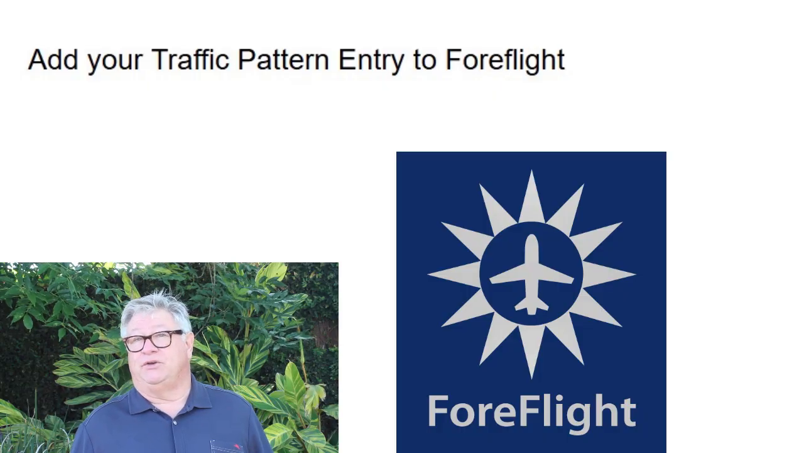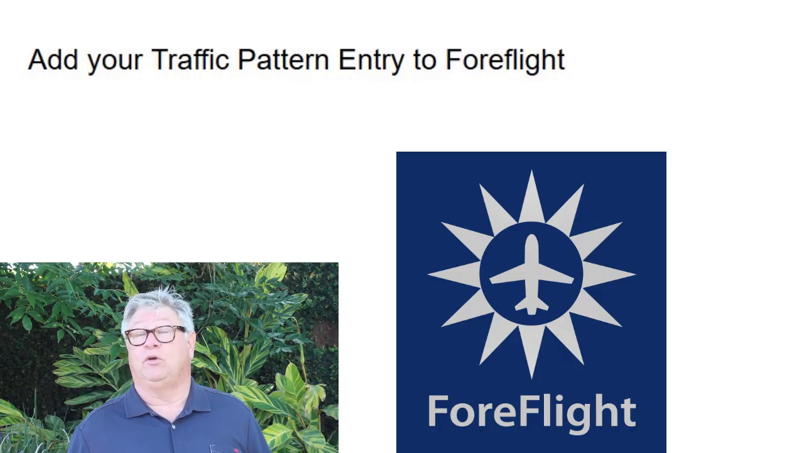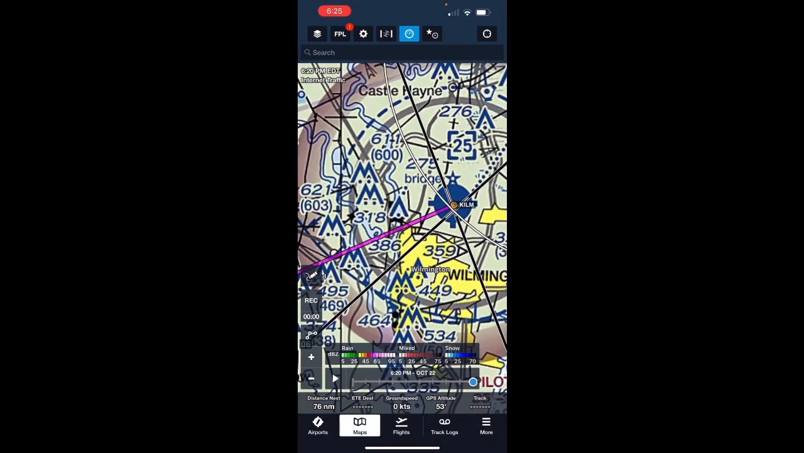ForeFlight makes it easy to add your traffic pattern information to your ForeFlight flight plan. It's under the Airport Runway tabs. So let's say I wanted to go from KILM, Wilmington International, down to KHYW, Conway, Horry County Airport. I'll show you what that looks like here on the map.